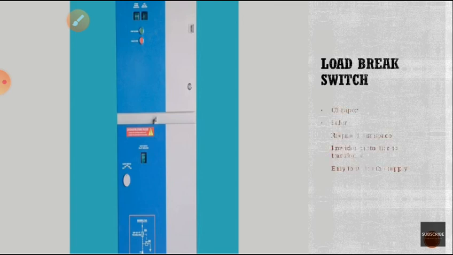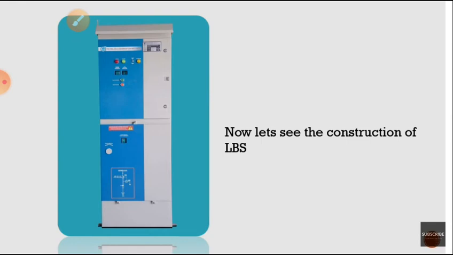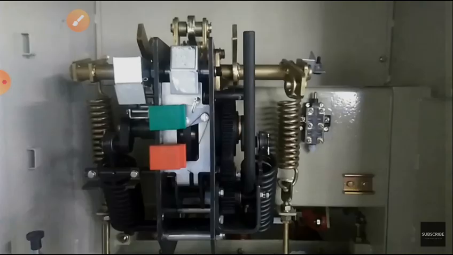What is a load break switch? You can see this is a figure. It is cheaper, safer, requires less space, provides protection to the transformer, and is easy to switch. Now you can see how they are operating.